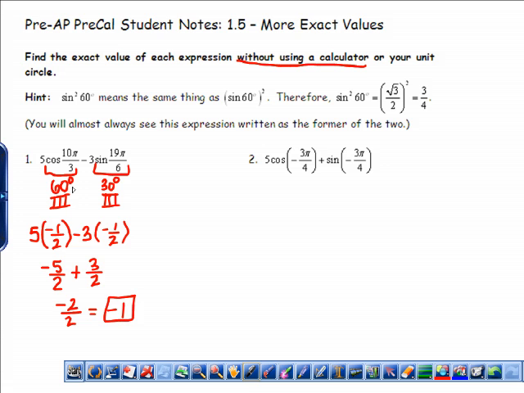Now there is a way to check these in the calculator. I'll address that in the next lesson. Alright, let's look at example 2.